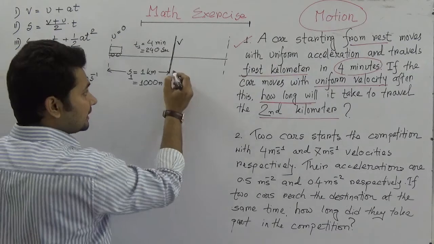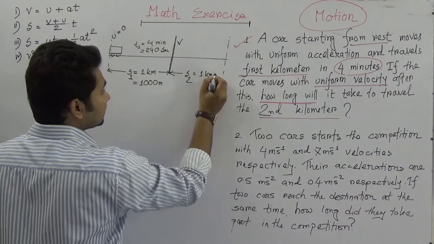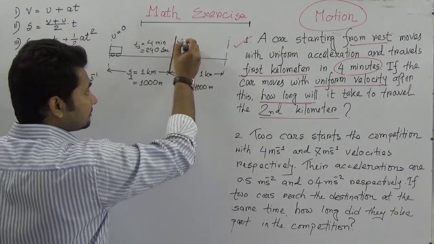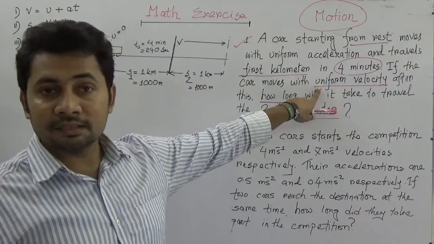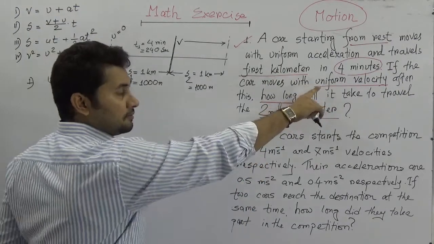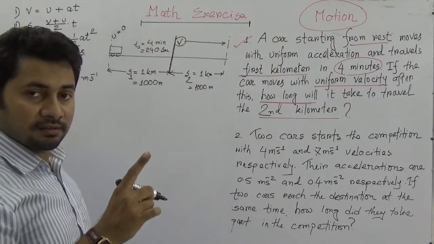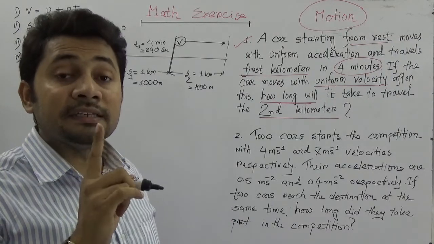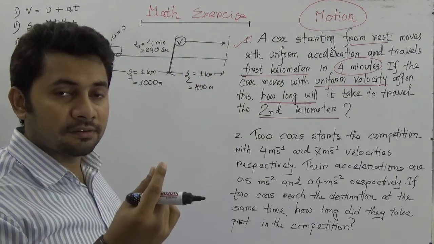And then it was said that the second kilometer is again 1 kilometer, which is again 1000 meters, and this velocity will remain unchanged because it says it's moving with uniform velocity. So if it is uniform velocity, we must think this v will never change, and there should not be any acceleration. Here the magnitude of a is 0.